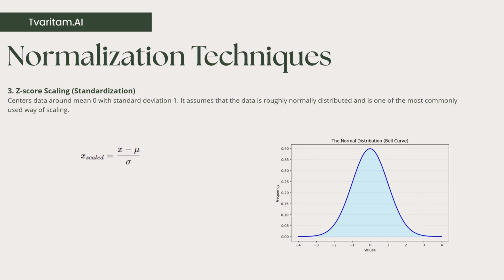Standardization works well when the feature distribution is approximately normal, meaning it resembles a bell curve, also known as a Gaussian distribution. In real-world datasets, the distribution may not be perfectly normal, but if it is roughly symmetric and close to normal, Z-score scaling is often an effective choice. However, Z-score scaling relies on the mean and standard deviation, which means that extreme outliers can still influence the scaling process.